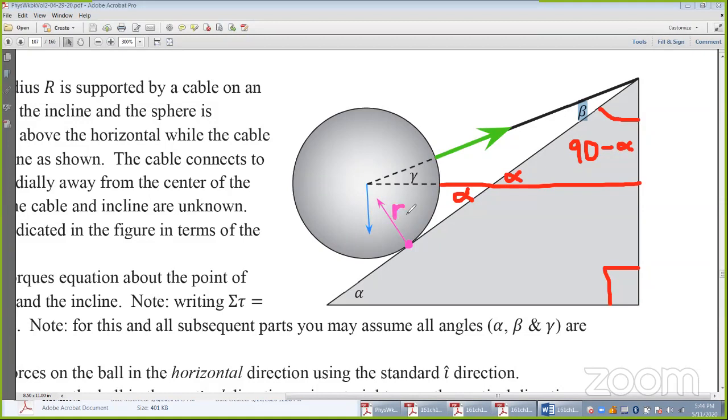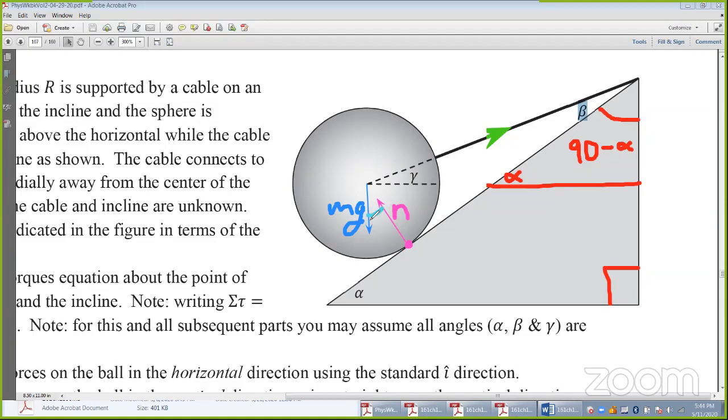Okay, so this is the normal force. This right here is mg. And this up here is the tension. So now if I choose this pink one, I need to figure out some forces or lever arms, right? And so now we have to do some geometry here. So what I'm wondering here is, what is this angle right here?